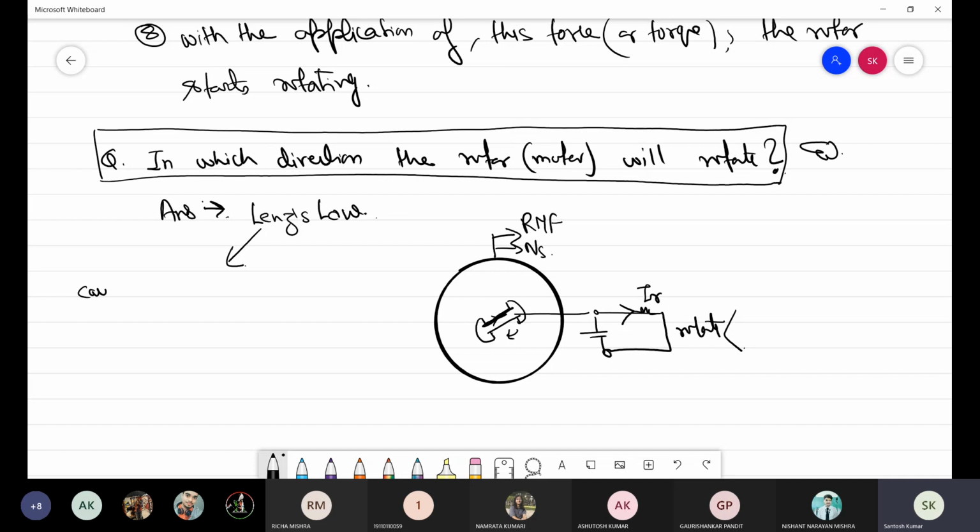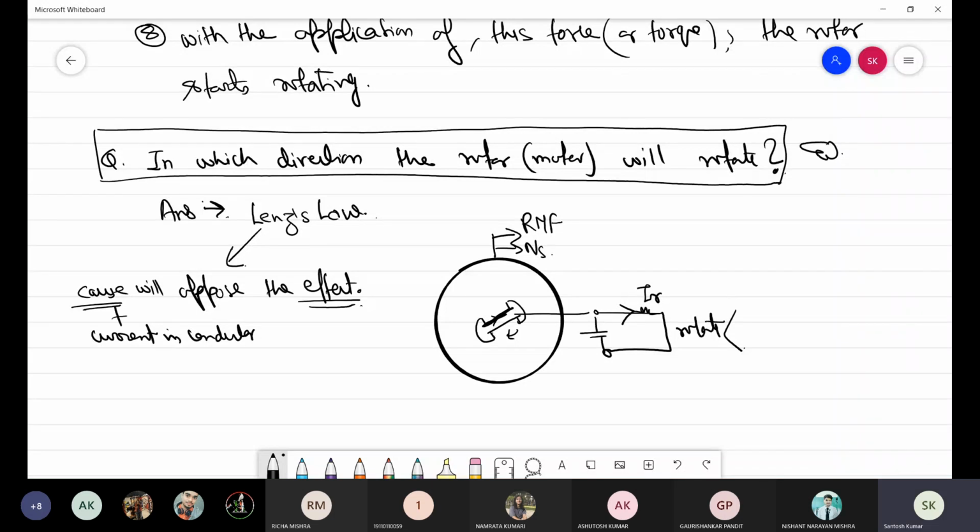The cause will oppose the effect. Now it will rotate because of why is it rotating. Until and unless there is a current in the conductor, there will be no torque. अगर करंट नहीं है कंडक्टर में, करंट इन कंडक्टर, then only there is torque.